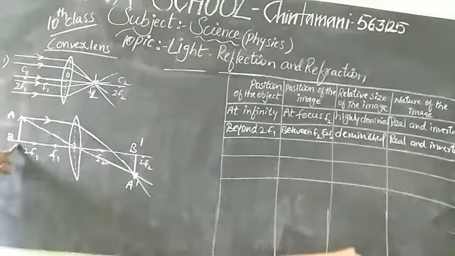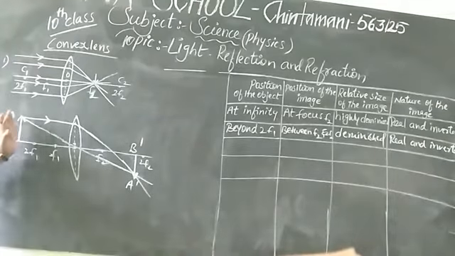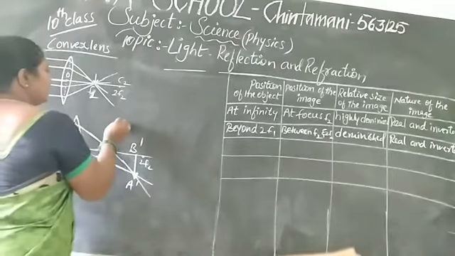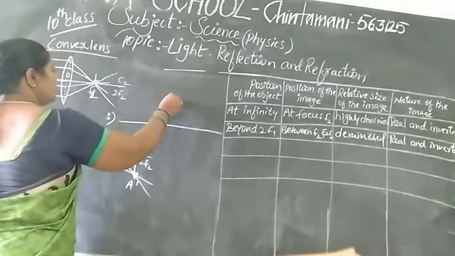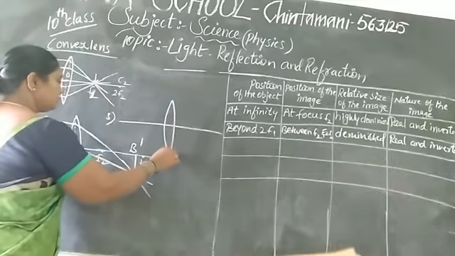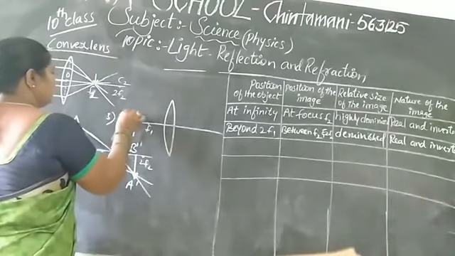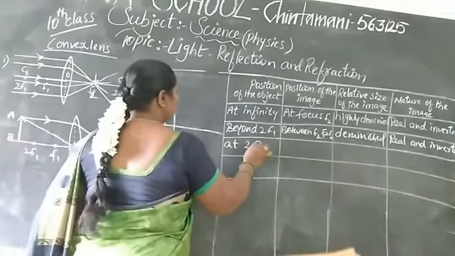So this is beyond 2F1. The first one is infinity. The next one is beyond 2F1. Now move the object still frontwards to the lens. Front means where it should be? At 2F1. Let me draw the ray diagram for when it is at 2F1 and see where it is going to form. Let me see, children. So F1 to F1, if the object is exactly at 2F1.